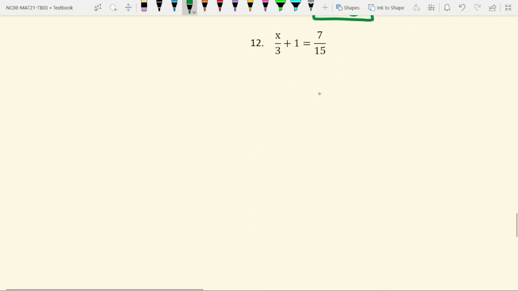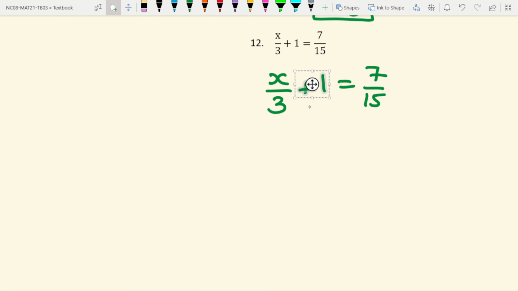So let's solve this now. This is the final question of this exercise. x by 3 plus 1 is equal to 7 by 15. Here x by 3 is the unknown term, plus 1 is a known term, and 7 by 15 is also a known term. So in order to solve this, we have to bring all the known terms to the RHS. So we'll bring plus 1 to the RHS, and while transposing plus 1 from LHS to RHS, we have to change the symbol. Plus 1 will get converted to minus 1. So let us solve this now.